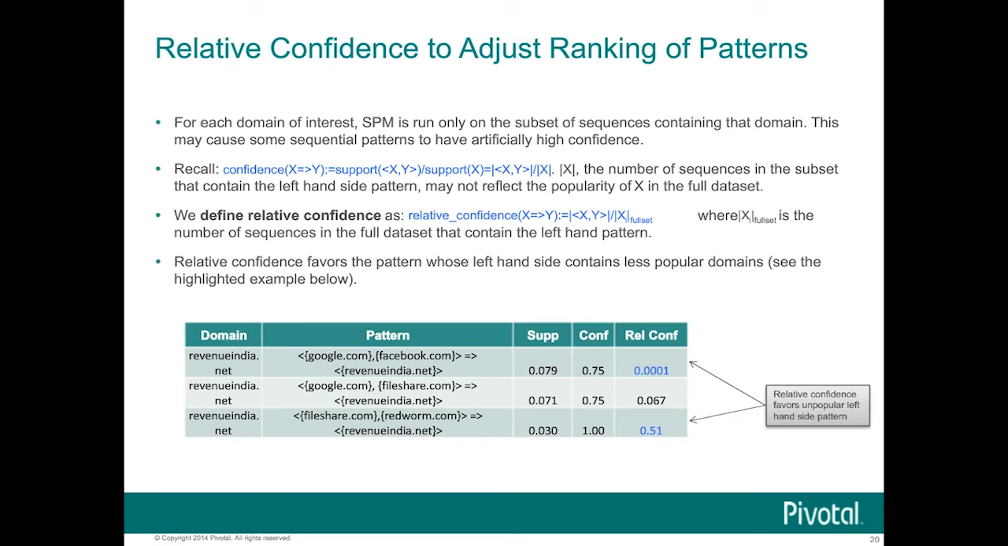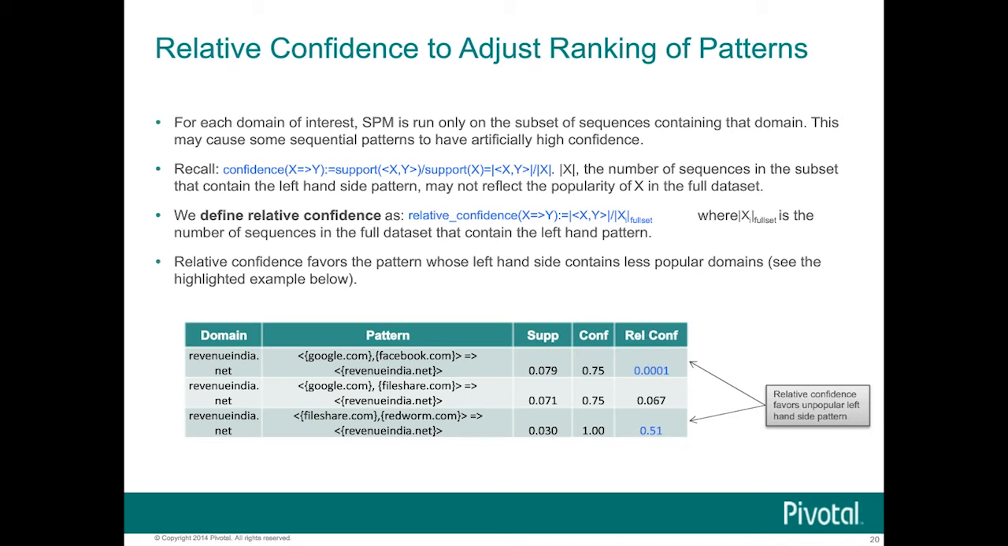For example, in the slide, you can see two highlighted relative confidence values, right? Say for a particular domain, as an example, revenueindia.net, we are looking at two patterns. One is google.com, facebook.com, and revenueindia.net. Another one at the bottom is fileshare.com, redworm.com, and revenueindia.net. As you can see in the confidence column, both patterns have relatively high confidence, that's 0.75 and 1, which is greater than, say, a threshold of 0.5, right? But when we look into the relative confidence, we can see that Google and Facebook are very popular domains.